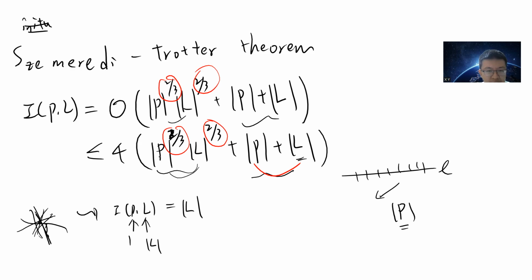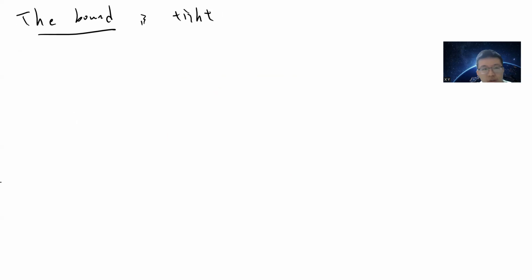But the non-trivial part is this 2/3 term. This is why the original proof of Szemeredi-Trotter is very difficult. But now one can use the crossing number inequality to get this down. And I also want to show that this bound is tight, so we will see the example.